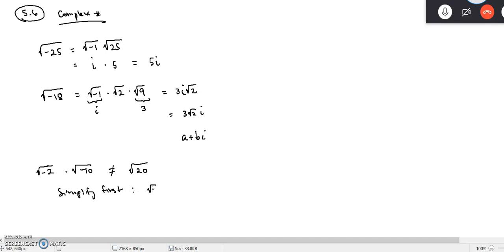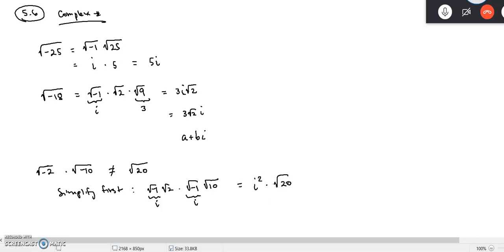So we're going to do negative 1 times 2, and negative 1 times 10. Okay, we've got to make sure that we take care of those negatives first. So this is i, this is i. Now we can put it together. We get i times i is i squared, and square root of 2 times square root of 10 is square root of 20.